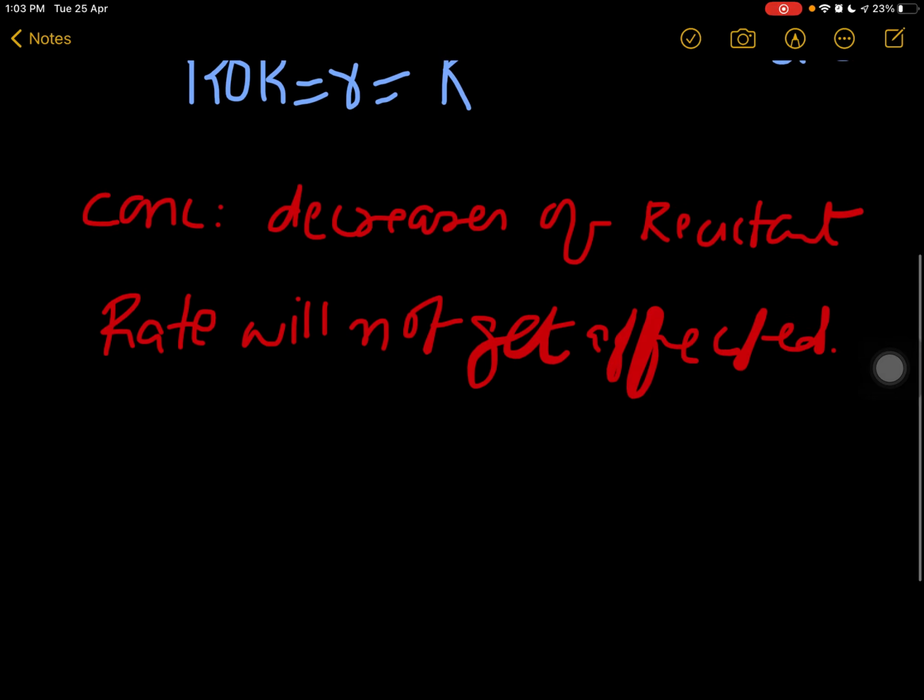So the concentration of the reactant will decrease with time, but the rate of reaction will not decrease. It is only for the zero order reaction, because as we have learned before, initially the rate of reaction is very fast, but as the concentration decreases, the rate of reaction also gets slow. But in the zero order reaction, this won't happen. The concentration will gradually decrease with time, but the rate of reaction will not get affected.